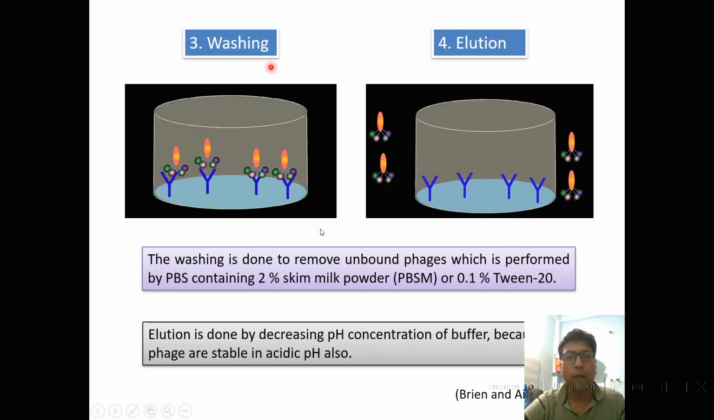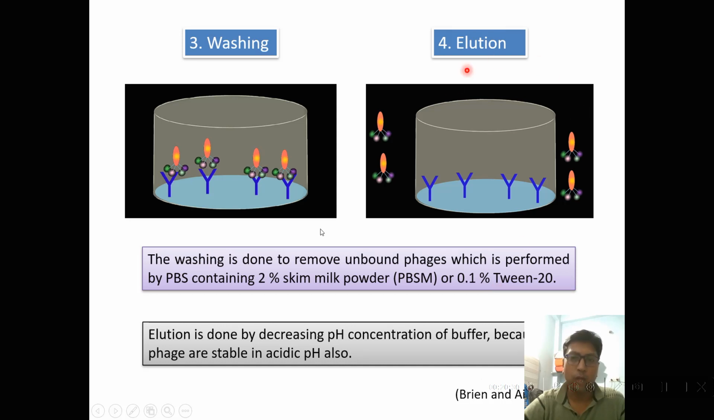The next step of biopanning is washing. Washing is performed for removal of loosely bound target ligand, and this can be performed by using PBS that contains 2% skimmed milk powder or 0.1% Tween 20.